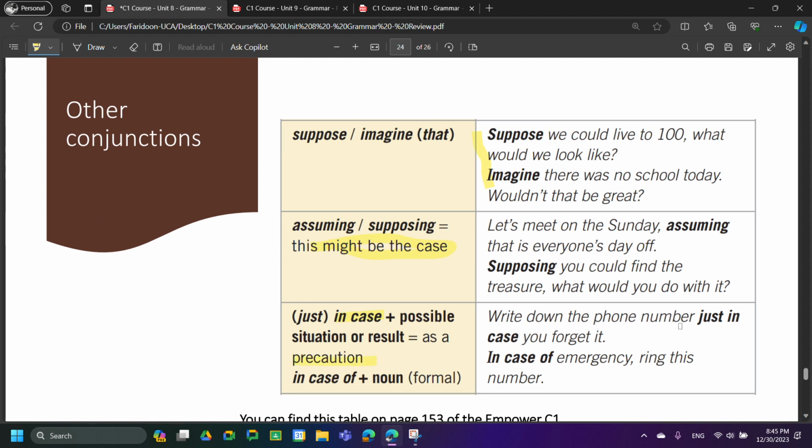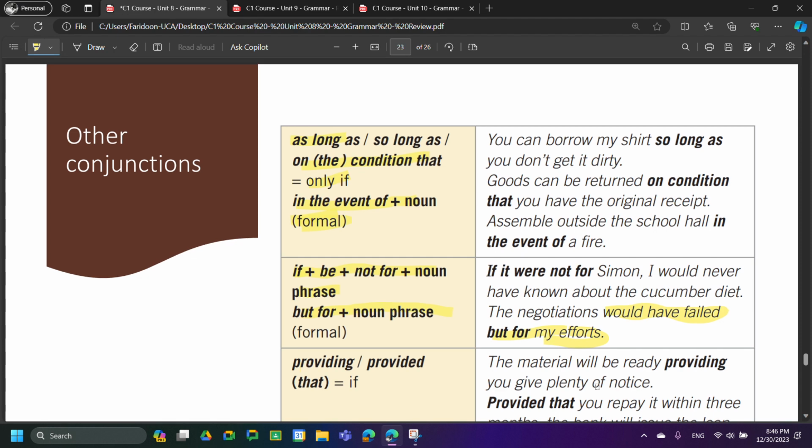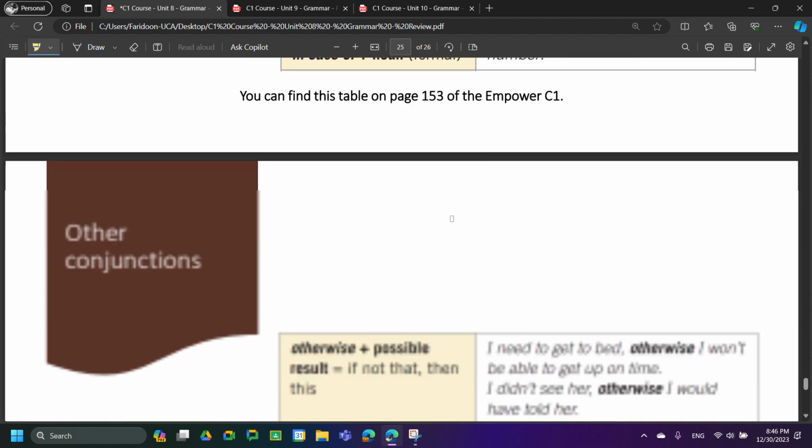Example, write down the phone number just in case you forget it. So it's kind of like, if you do forget it, you can use the number then. So write down the phone number now as a precaution, maybe because you will forget it. Okay, or another one, in case of plus a noun, in case of emergency or in case of emergencies, ring this number or call this number. Okay, or if you say it in this way, in the event of an emergency, you can call this number.